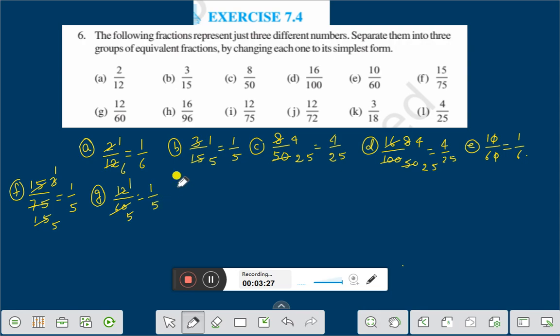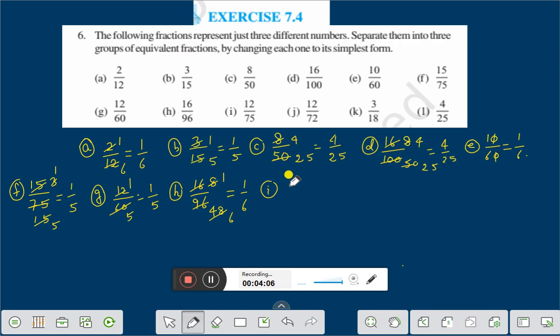H. H is equal to 16 by 96. Right? Therefore, if we divide it by 2, 2 8s are 16, 2 48s are 96. Right? 8 1s are 8 and 6 8s are 48. That is equal to 1 by 6. Right? H. What is the value of I?